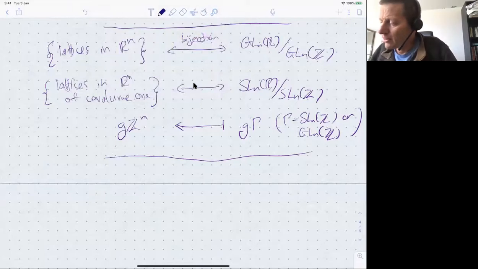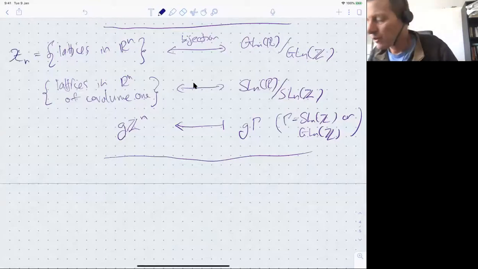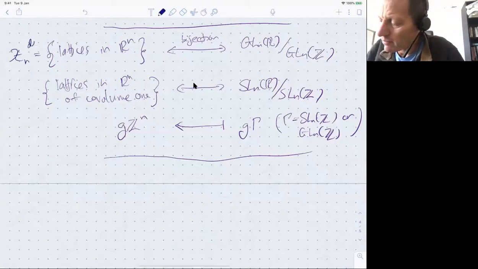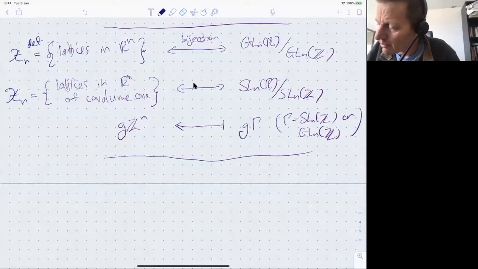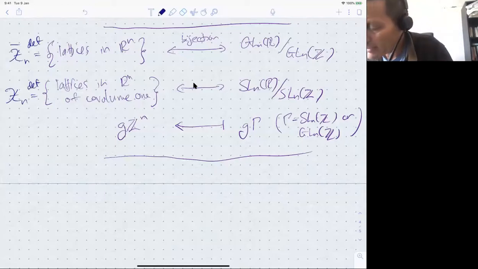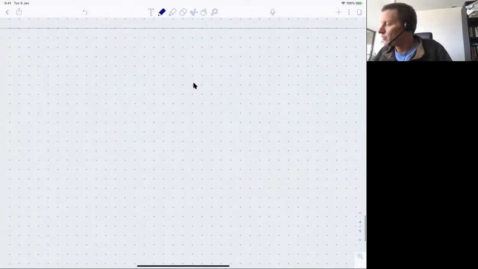Let me introduce a notation now. I want to denote the space of lattices of covolume 1 by X_n, with this fancy curly X, and lattices of arbitrary covolume by X_n bar. So that's notation that I'm going to be using from now on for the rest of the course. So that was a reminder of what we did last time.